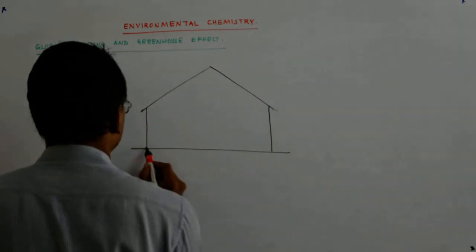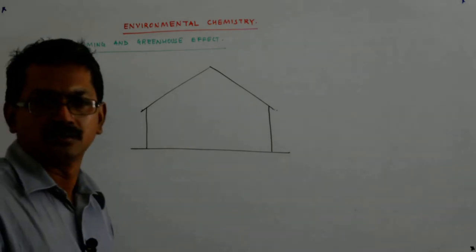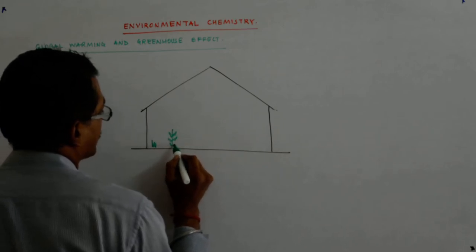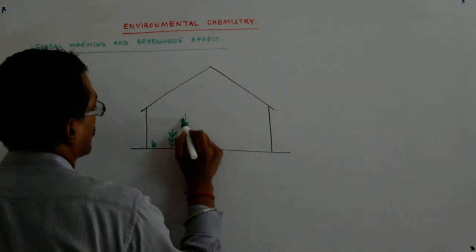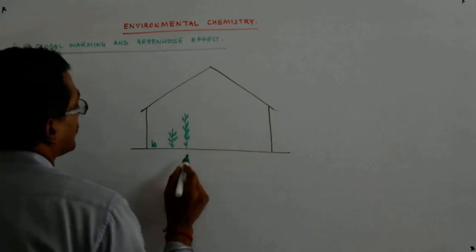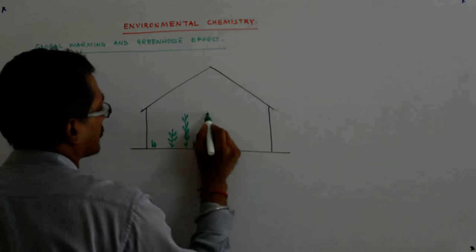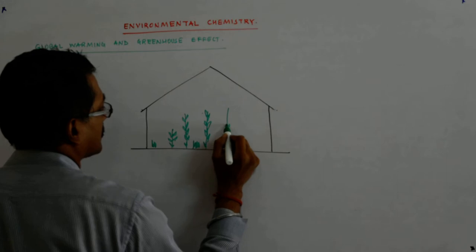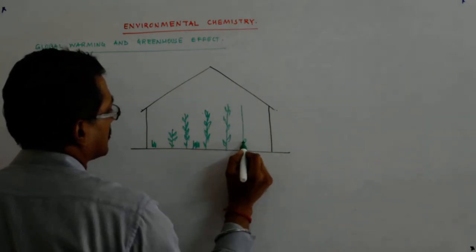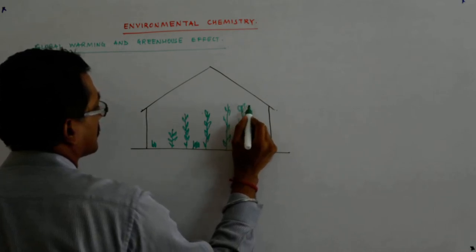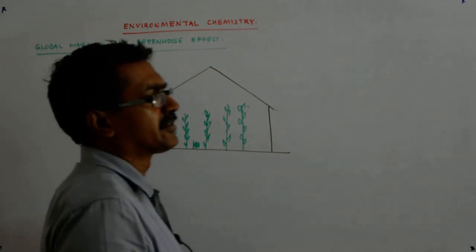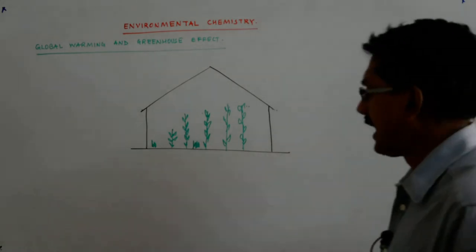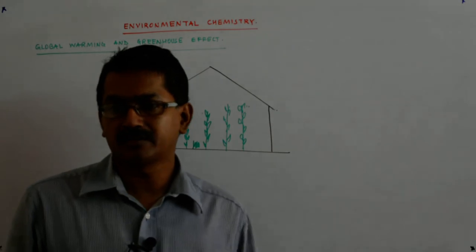glass covered, with glass roofed and glass walled structures within which we are able to grow certain vegetables or fruits. So this is a greenhouse, and in cold countries this is a boon. What happens in the cold countries? You have snow and snow everywhere, and suddenly you see the green, and that's why this is called a greenhouse, a house which is green.